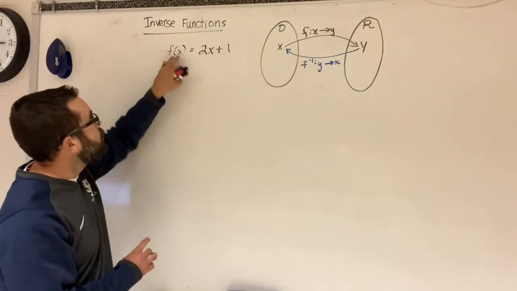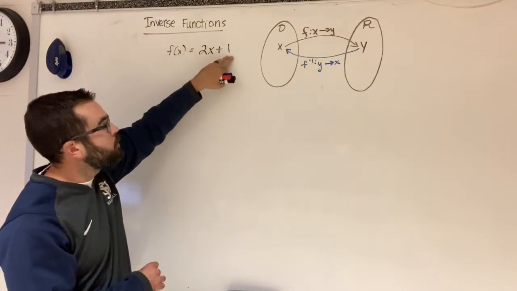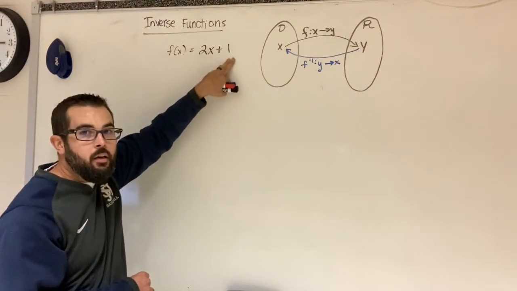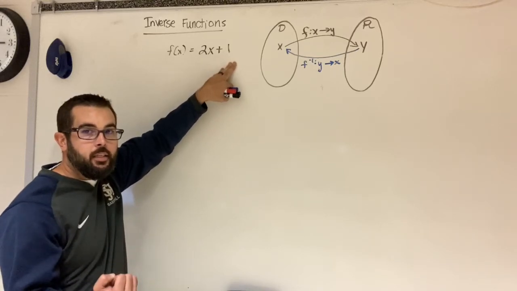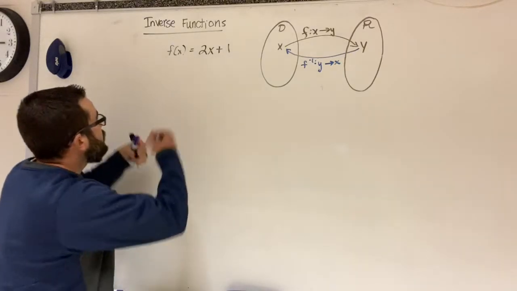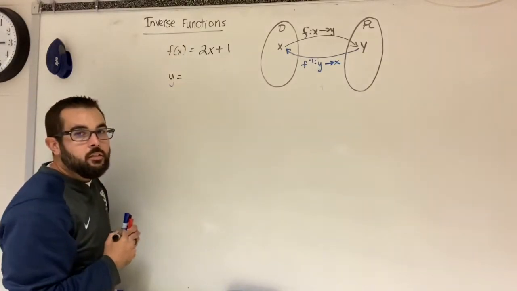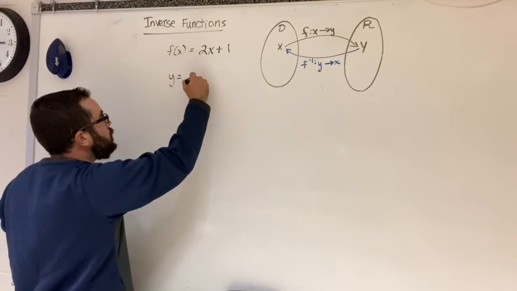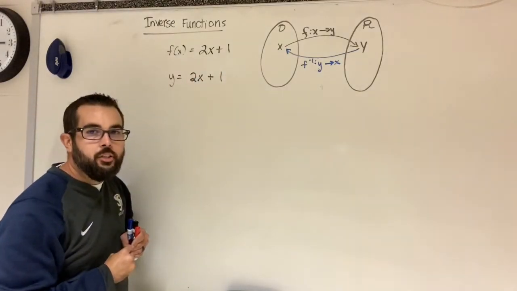So what would that look like? What would the inverse look like of 2 times x plus 1? All right, well once you see the end result, you're going to say, okay, this makes a little bit more sense, so try and stay with me. All right, so instead of f of x, I'm going to write y. So y is equal to 2x plus 1. So I just took away the function notation.